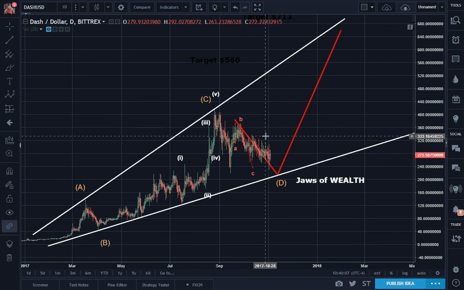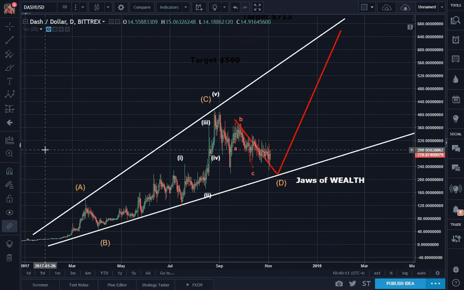And here now is the chart for Dash. I had not done an update for Dash for quite a while, so I wanted to put one up and take you through where it's going right now, where it could go.